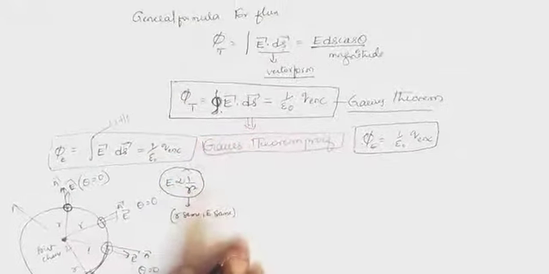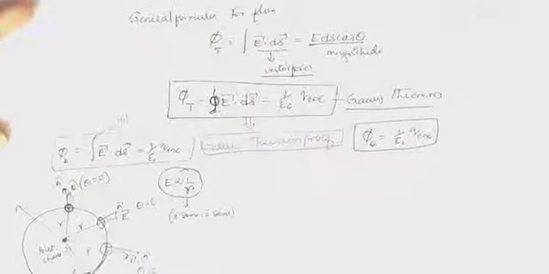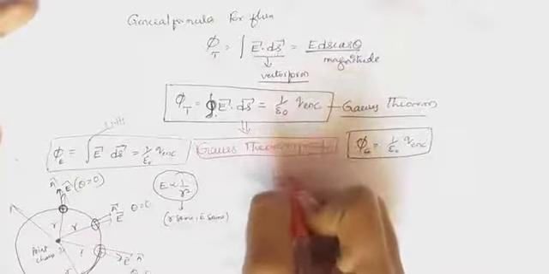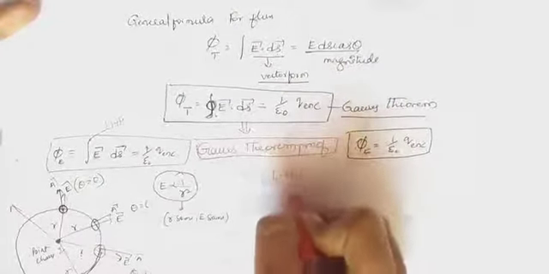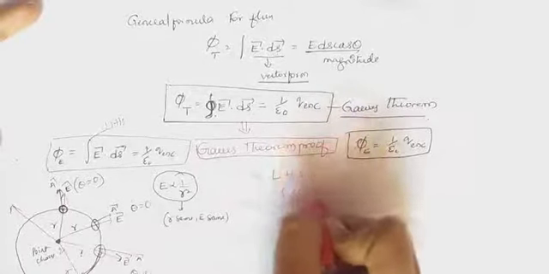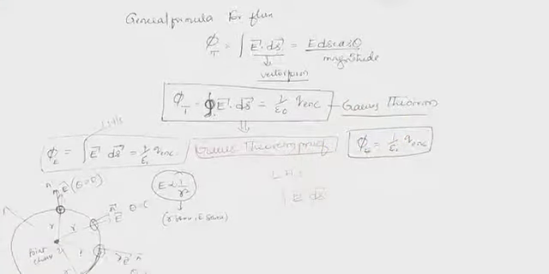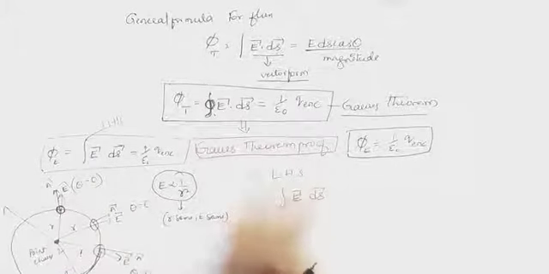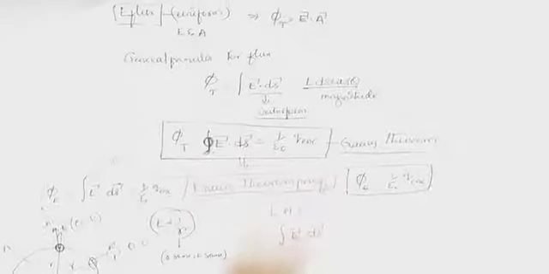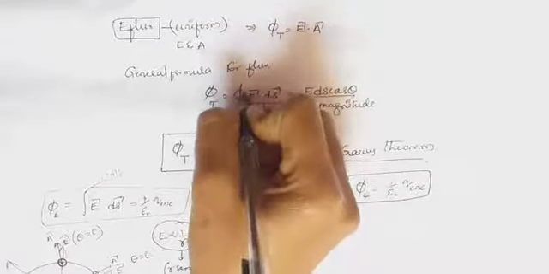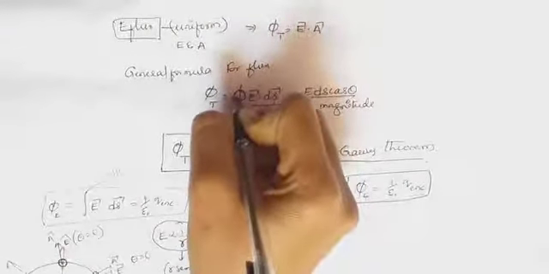Now we have to take the left hand side. LHS is the integration of E bar dot dS bar, and we have to prove this. At every point on the closed surface we have to take the integration, so we take the round integral here.